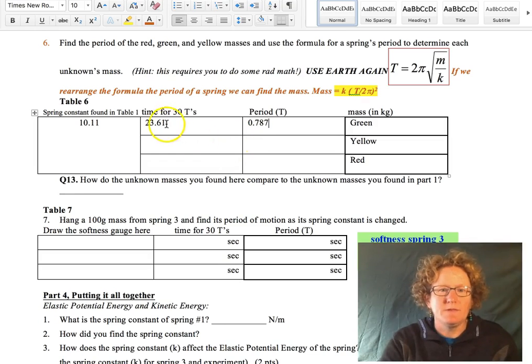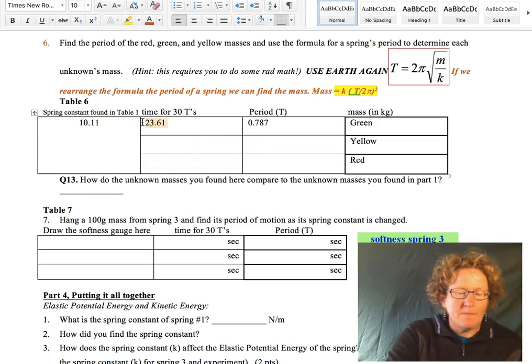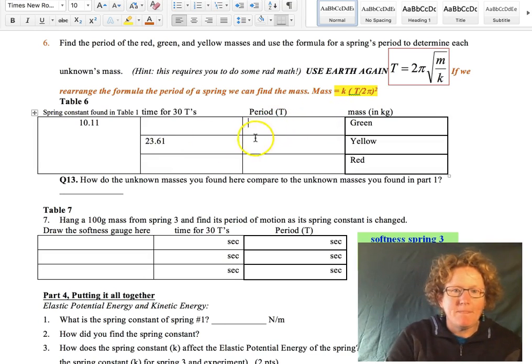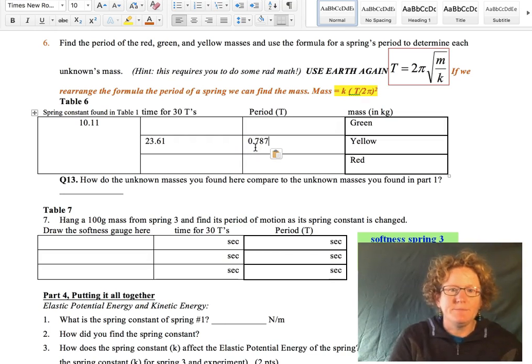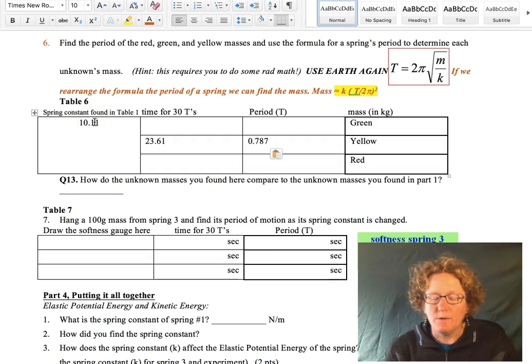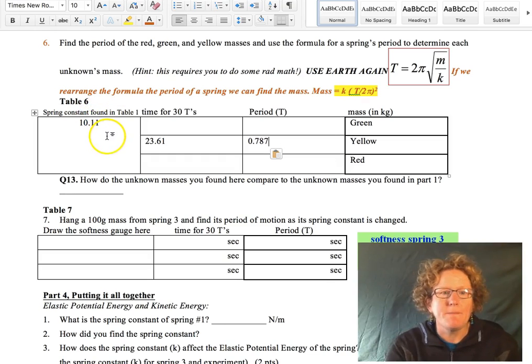Oops, that should be in the yellow box because we were using the yellow mass. Good thing I got that. So the spring constant we found in table 1, if you scroll up in your lab, we worked on that together in part 1. We found the spring constant for spring 1 in table 1 was 10.11. So we can use that value for all 3 calculations here.